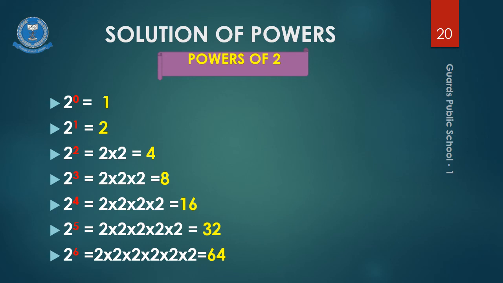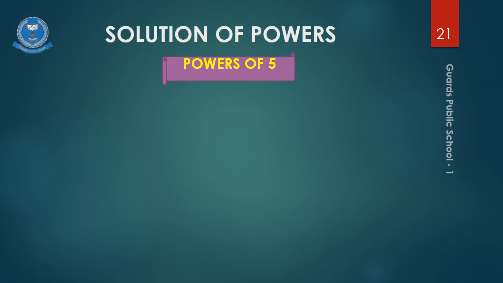Solution of powers of 5. As we have done the powers of 2, now we will do the powers of 5. First we have 5 with power 0. As I have told you before, any number with power 0 is always equal to 1. Next we have 5 with power 1, which is equal to 5. Next, 5 raised to power 2 is 5 multiplied by 5, that gives you 25.